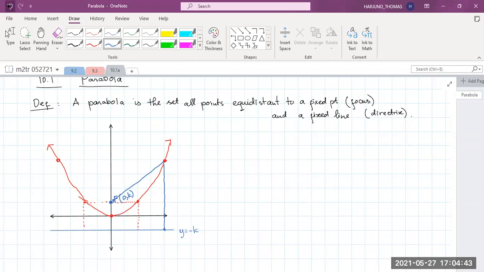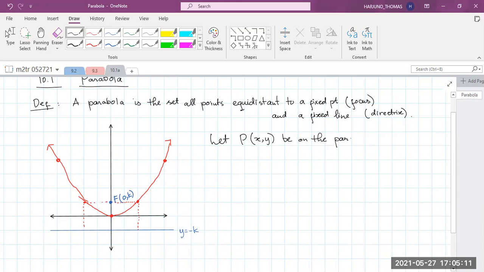Okay, now let's backtrack a little bit. We will try to find the equation of the parabola. We start with: let P(x, y) be a point on the parabola.